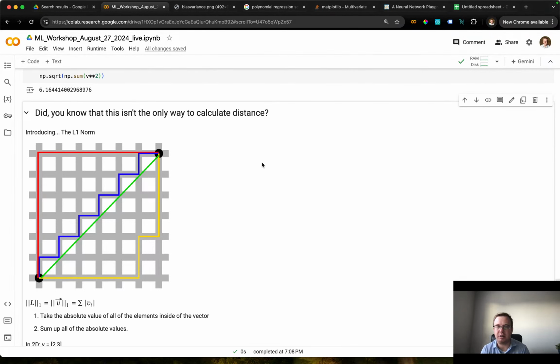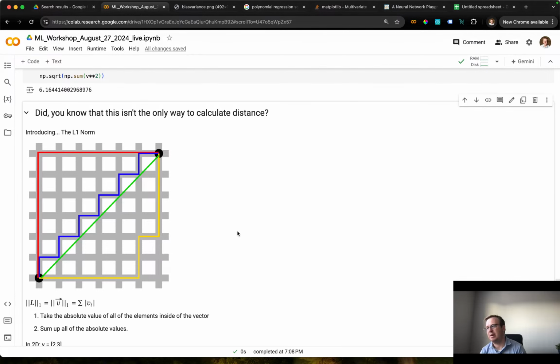Now here's a little bit of a tricky question. Which of the following 3 lines is longer? Red or blue or yellow?